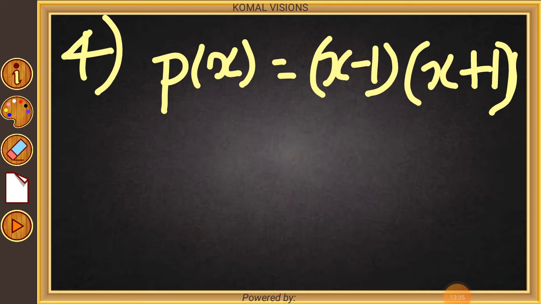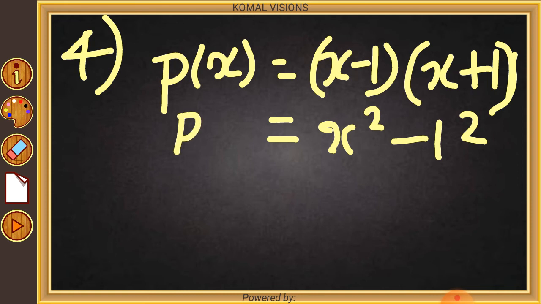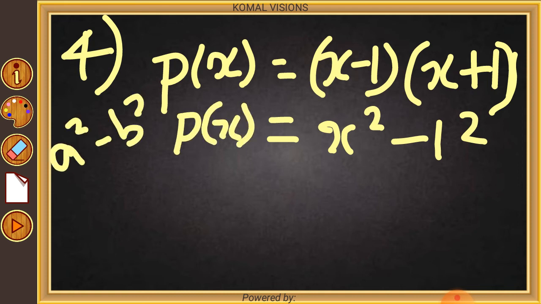Now the last and final fourth question is p of x is equal to x minus 1 into x plus 1. This is of the form a plus b into a minus b. You can directly simplify it as a square minus b square, or else you can just write it as x square minus 1 square, so that it will be easy for you. All I used here is the a square minus b square formula, which is a plus b into a minus b.